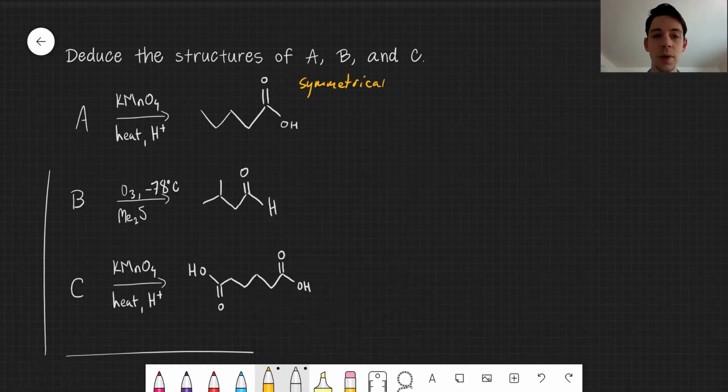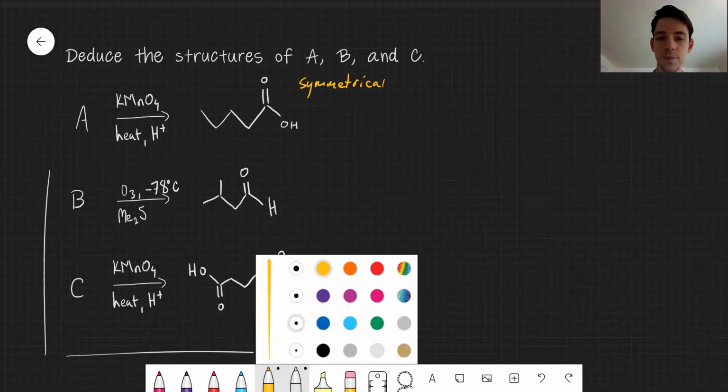Hot KMnO4 cleaves the double bond, producing two products. So anytime we only produce one product, it must be a symmetrical molecule. We're actually making two molecules of a single product. So what I like to do first is to just work backwards.